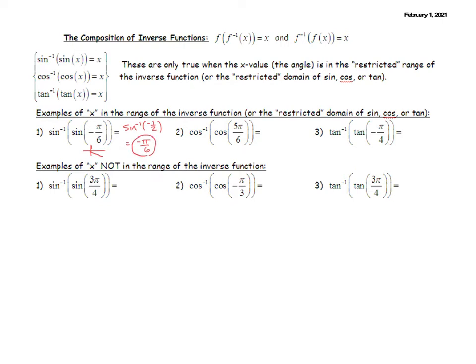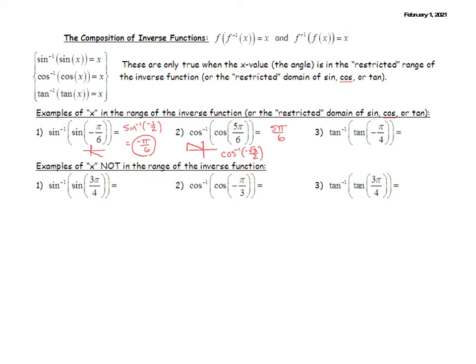Number two, the inverse cosine of the cosine of 5 pi over 6. We know that 5 pi over 6 is over here in the second quadrant, and the cosine of that is going to be negative radical 3 over 2. The inverse cosine of that will be 5 pi over 6.